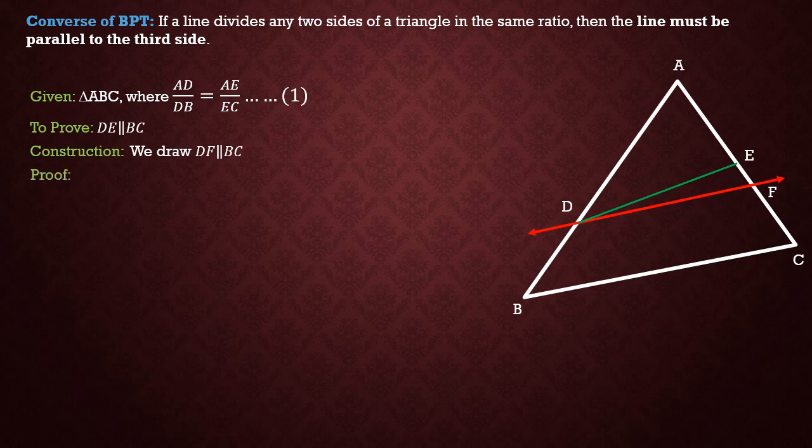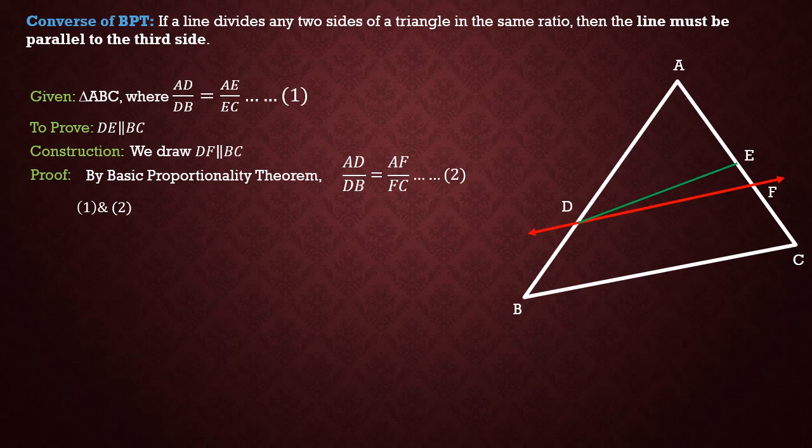Now you see that they are parallel, and hence by using BPT, since DF is parallel to BC, we can say that AD by DB is equal to AF by FC. Right, and that is our second equation. Now compare the first equation and the second equation. You have the left hand side to be equal, and hence we will have the right hand sides to be equal. In the left hand side we have AD by DB in both cases, so the right hand side AE by EC should be equal to the right hand side in the second equation, which is AF by FC.